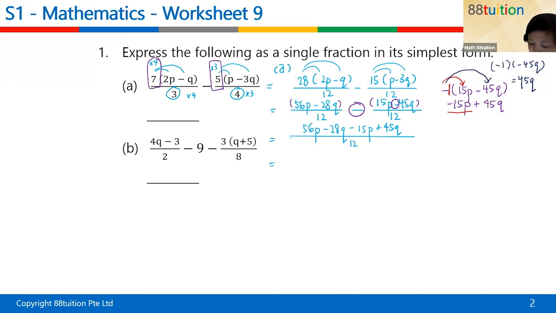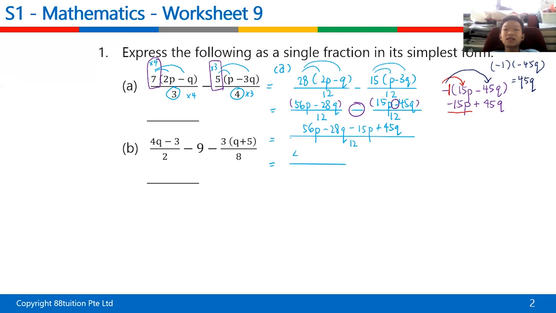Now I can use my calculator to work it out, right? So 56p and p, q and q. If you can do mental sum, so much the better. Don't need to use calculator. So what is 56 minus 15? 41. 41p. Good. And how about my q is minus 28 plus 45. So it's technically 45 minus 28, and it is 17q.